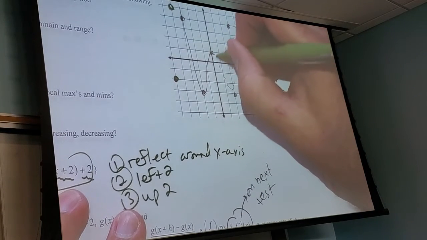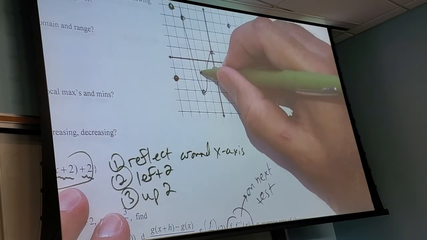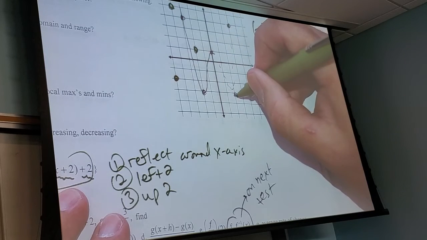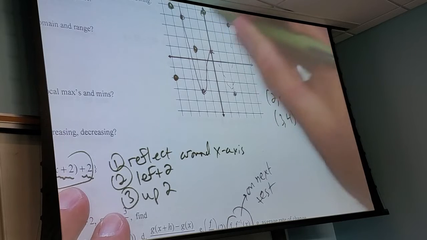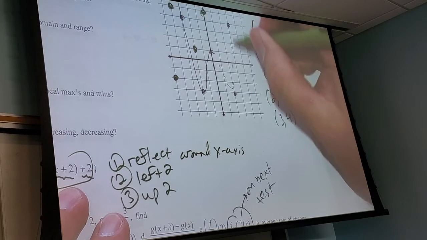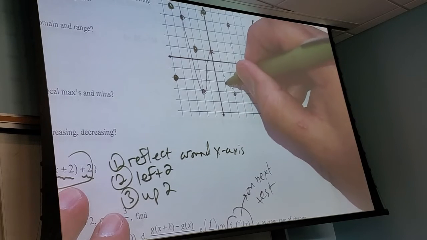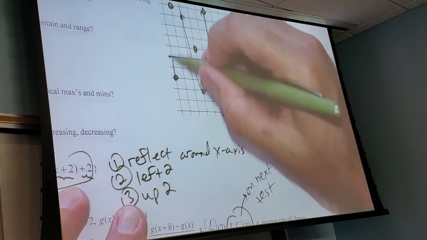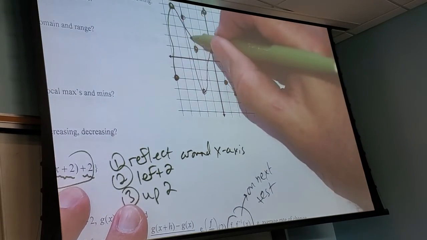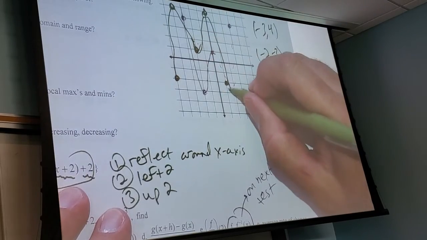This point. What am I going to do? I'm going to reflect it. Left 2, up 2. Bam. This point. Reflect. Left 2, up 2. Bam. This point. Reflect. Left 2, up 2. Bam. I think I've got it. Yes. And then here's my M. Okay, you can probably do a better M than me, but I went too fast.